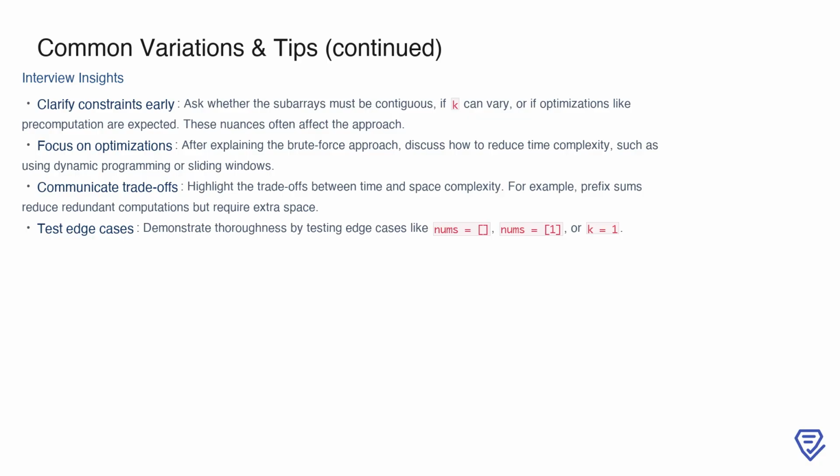It's also important to communicate the trade-offs between time and space complexity. For instance, while prefix sums can speed up your algorithm by avoiding redundant calculations, they do require extra memory. Demonstrating thoroughness by testing edge cases will also leave a strong impression on your interviewer. Examples of such cases include an empty array, a single-element array, or scenarios where k equals 1. These steps show that you're not only thinking critically about the problem but also ensuring your solution is robust.